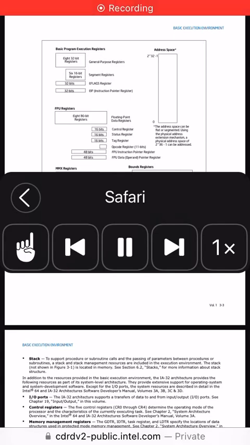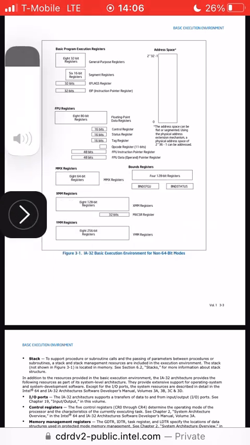Chapter 3: Basic Execution Environment. This chapter describes the basic execution environment of an Intel 64 or IA-32 processor, as seen by assembly language programmers. It describes how the processor executes instructions and how it stores and manipulates data.